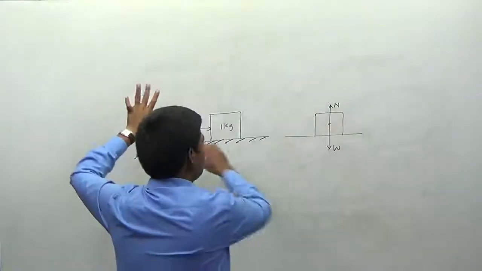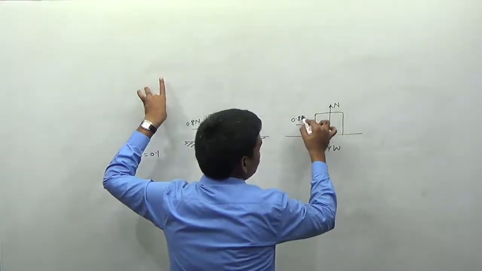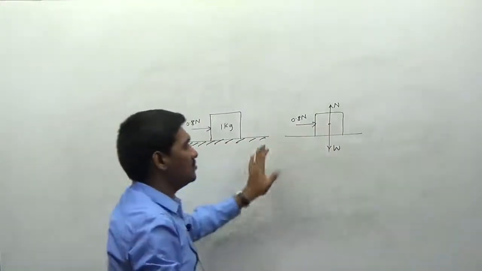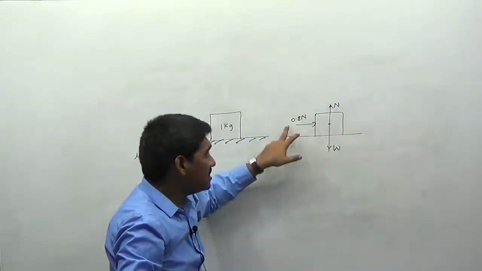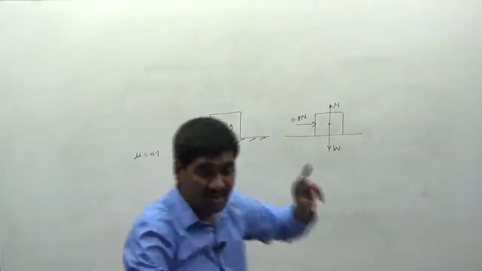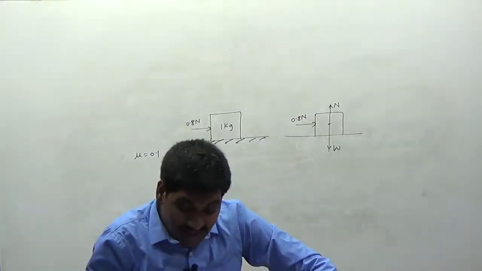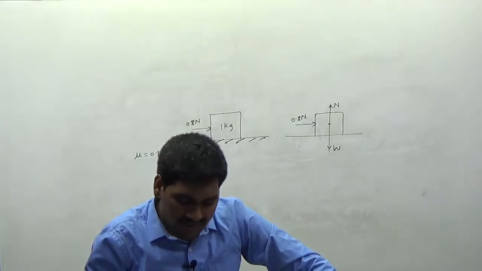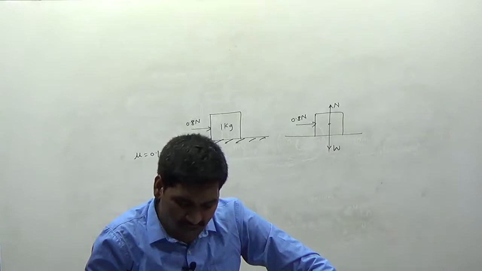Now what I am doing is, I am applying a force of 0.8 newtons on this block. Due to the application of the force, the body may move. Now what he was asking is, what is the amount of friction? A very important point: a 1 kg block is resting on a surface with coefficient of friction 0.1, and a force of 0.8 newtons is applied on the block.